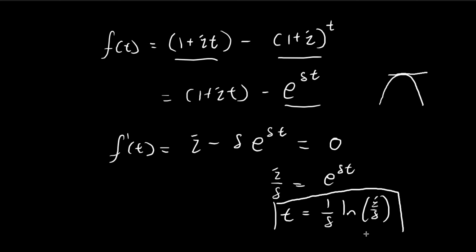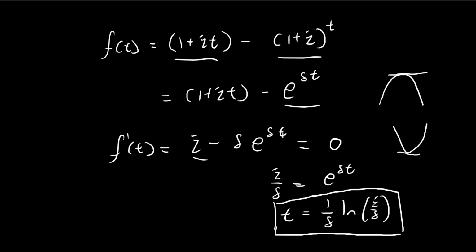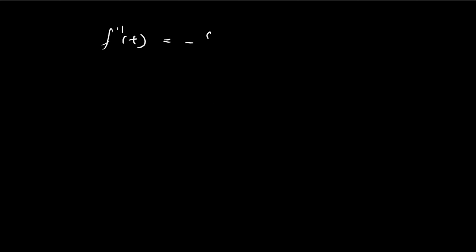But there's one more thing that we need to check. So we know that at this point, the slope of the curve is 0. So it could be the case where it's actually a minimum. In that case, the slope is also equal to 0. So what we need to do is check the second derivative. So taking the second derivative, the constant term becomes 0, and the e term over here becomes negative delta squared e to the power of delta t.